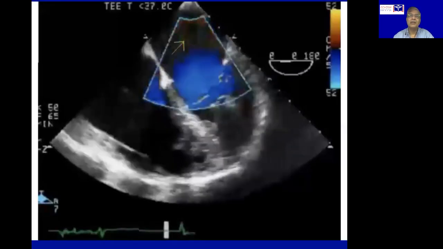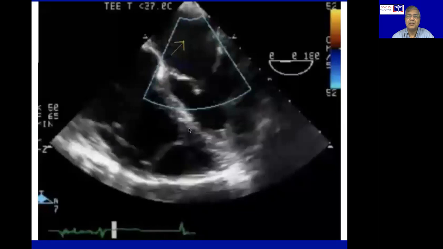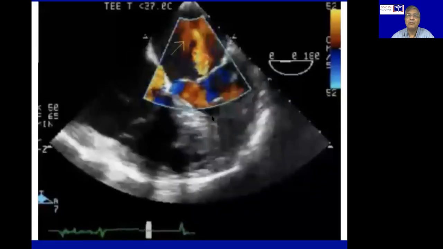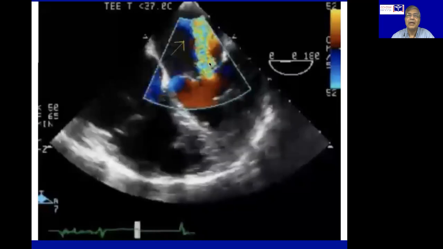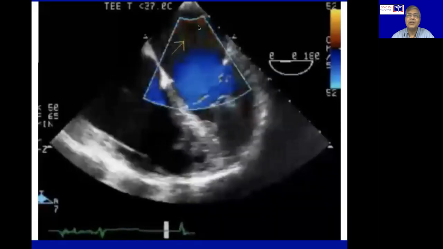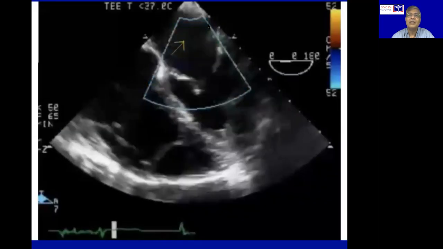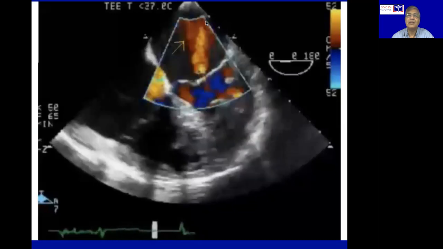This is a typical TEE of a patient with mitral regurgitation. Because of turbulence, see the blood is flowing from an incompetent valve into the LA, and if you see the jet, the regurgitant jet is in the mosaic form, going right up to the wall, which signifies that this patient has got severe mitral regurgitation.